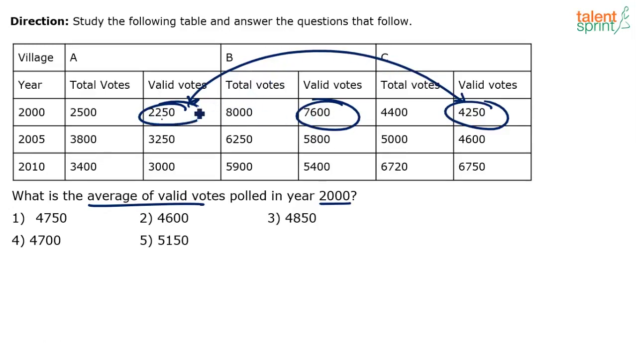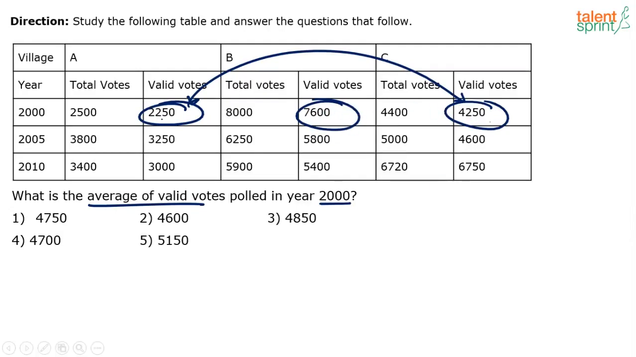I can add 2250 to 7600 also, not a problem. But adding 2250 to 4250 will be much faster. And then adding that result to 7600 will be much easier, right? So 2250 plus 4250. 4,000 and 2,000 is 6,000. 250 and 250 is 500. 6,500. 6,500 plus 7,600. How do you add?